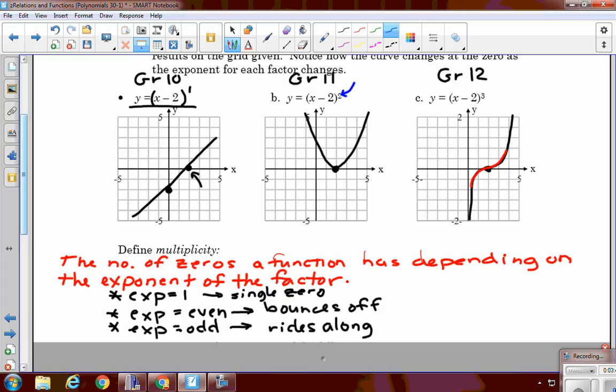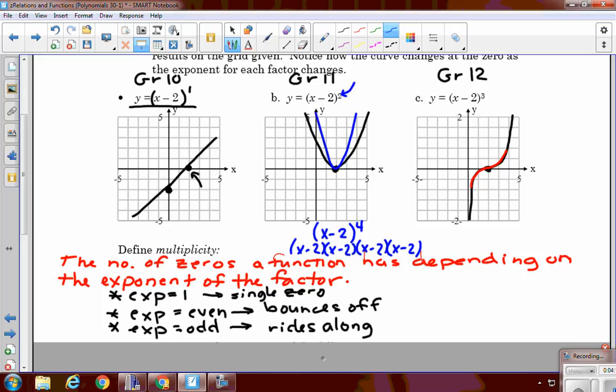If this graph was x minus 2 to the 4th power, it's still going to bounce off there, and you can examine in your calculator exactly how that's going to look. You'd see that it would be just a little steeper, but it would still bounce off there. Because it's x minus 2 to the 4th, you basically have x minus 2, x minus 2, x minus 2, x minus 2. We would consider that 4 non-unique x-intercepts, or non-unique zeros, at that point.